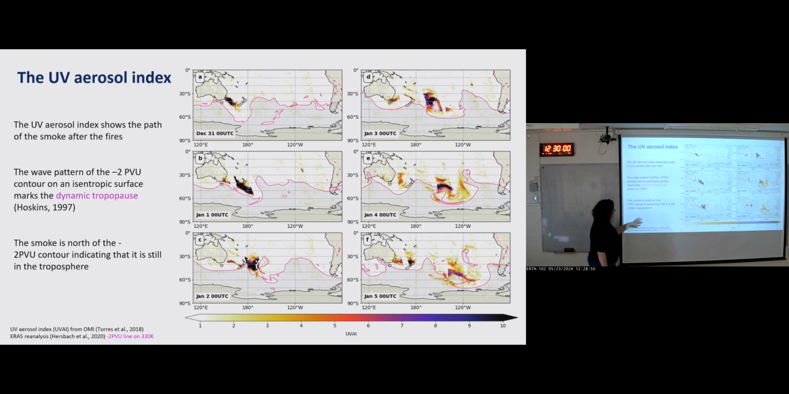What we also see here, this is the UVAI, and what we also see is the minus 2 PVU line. This is an indication of the dynamical tropopause.